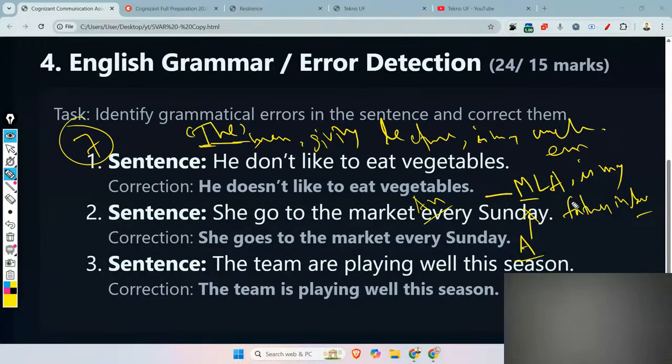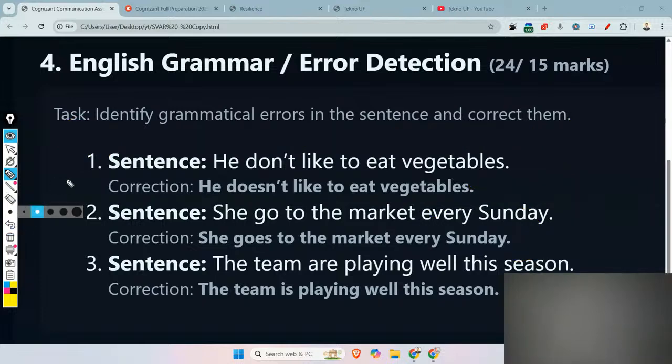Again, we are specifying this: dash MLA is my father-in-law. As we are specifying that, here also it will be MLA is my father-in-law. It seems very easy, but here also you can be trapped. Okay, so I hope you understood.